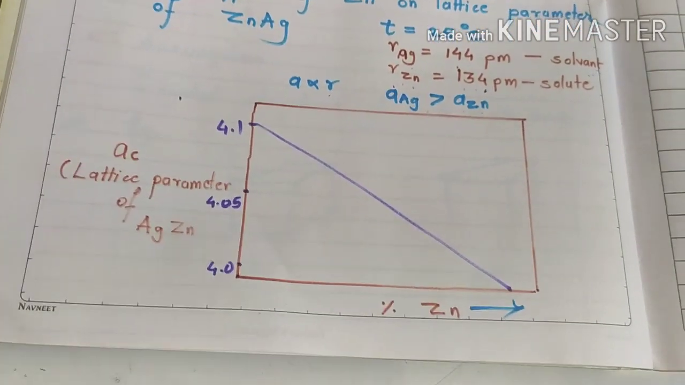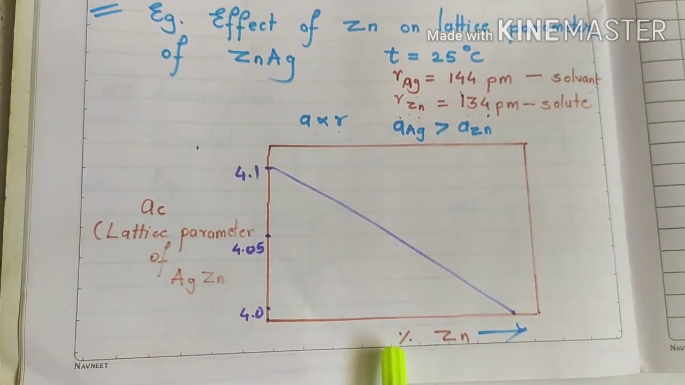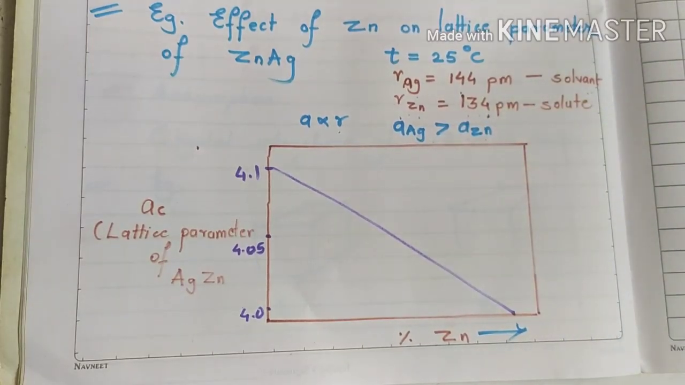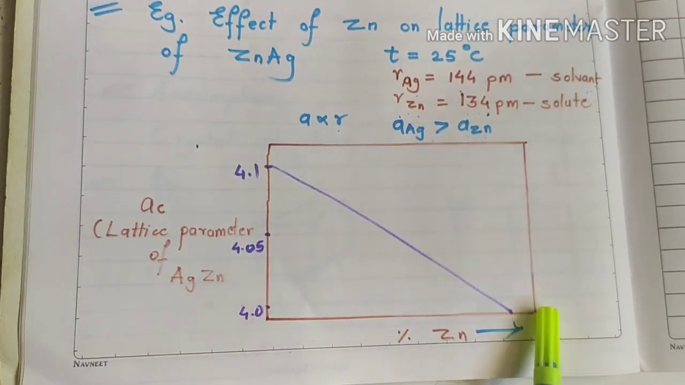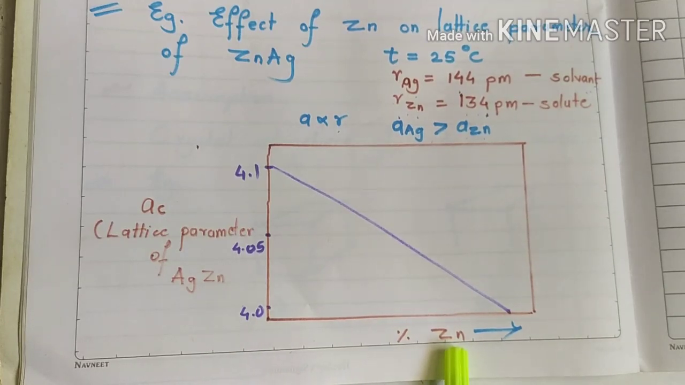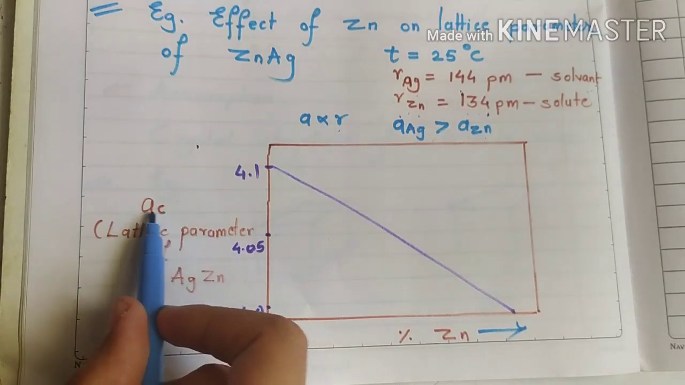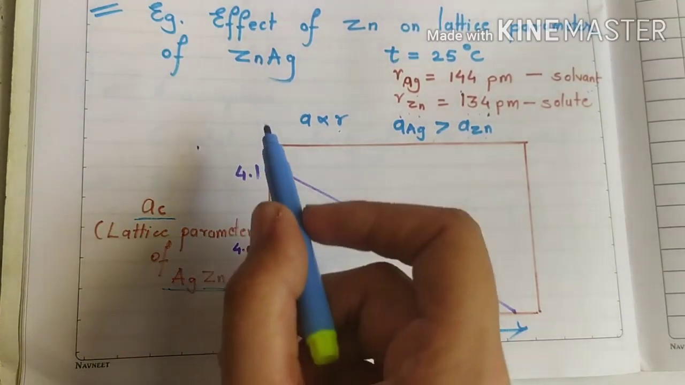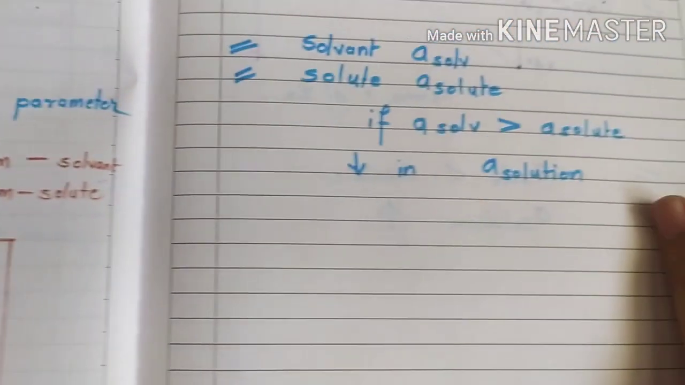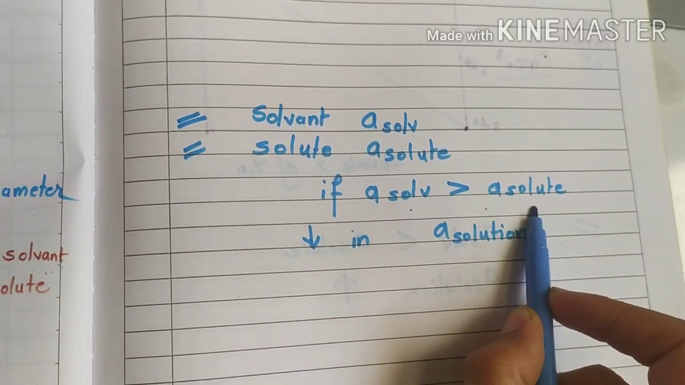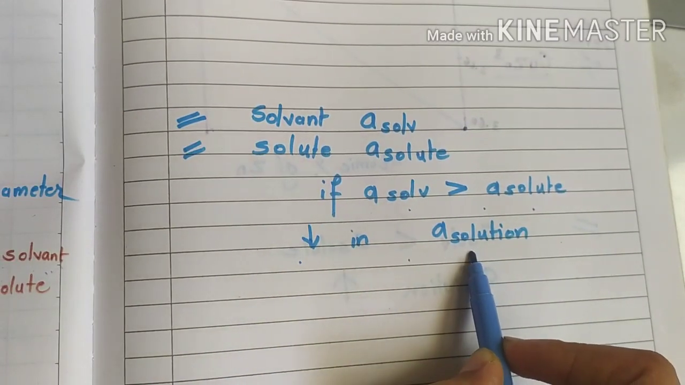So, we can conclude in the graph, we see as we increase the percentage of Zn, since the radius is smaller, Zn's lattice parameter is also smaller, so it brings down the overall lattice parameter of Ag-Zn. So, from the graph, as we increase the Zn percentage, which has a smaller lattice parameter, it brings the overall lattice parameter of Ag-Zn down along with it. From this we can conclude that if the lattice parameter of the solvent is greater than that of the solute, there is a decrease in the lattice parameter of the solution.